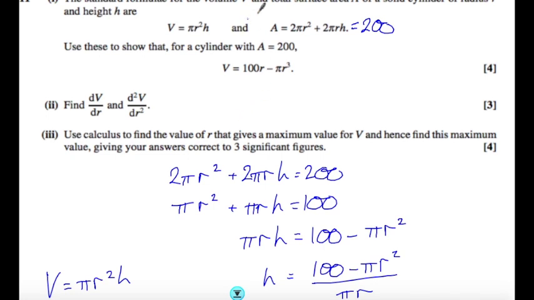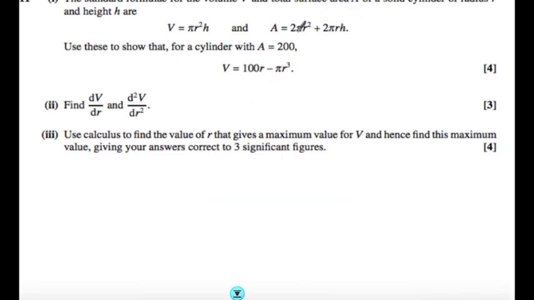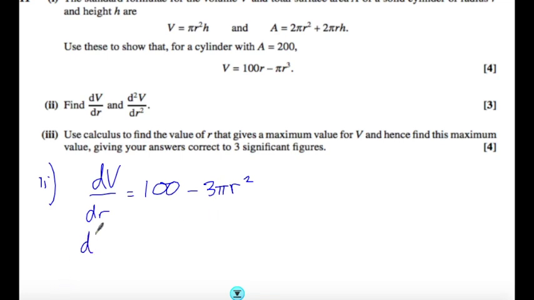Yeah, good. Right, find dV by dr and the second derivative d squared V by dr squared. So dV by dr is 100 minus 3 pi r squared, and then if we differentiate that again, so remember, treat the pi just like any other number, which is all it is, it's just some random number, and then differentiating again, the 100 disappears and we'll have minus 6 pi r. Okay, part 3, use calculus to find the value of r that gives a maximum value of V, and hence find this maximum value.